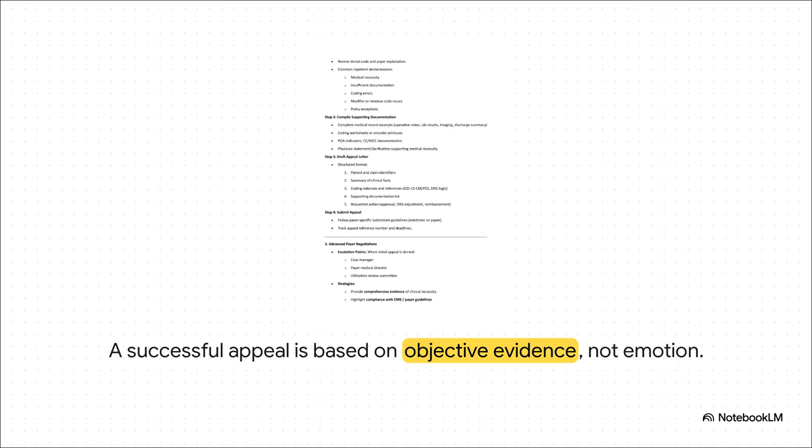When those frustrating denials do happen, having a structured denial management process is your only real lifeline. A successful appeal isn't based on emotion or arguing, it's based purely on objective evidence. You have to compile the complete medical record, provide your exact coding rationale based strictly on official guidelines, and draft a structured appeal letter that lays out the clinical facts perfectly. You are essentially building a watertight legal case for why that specific DRG was correct in the first place.